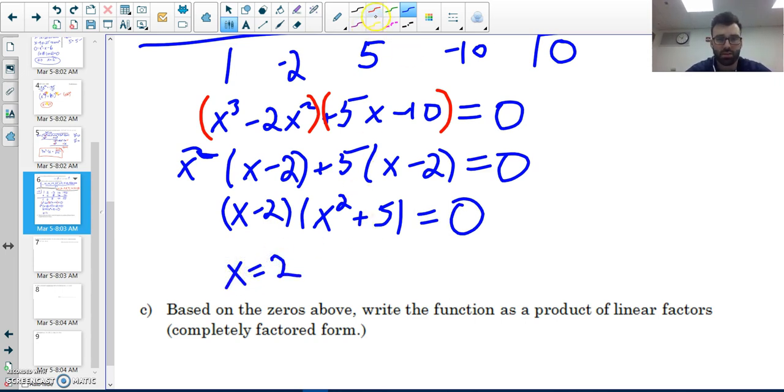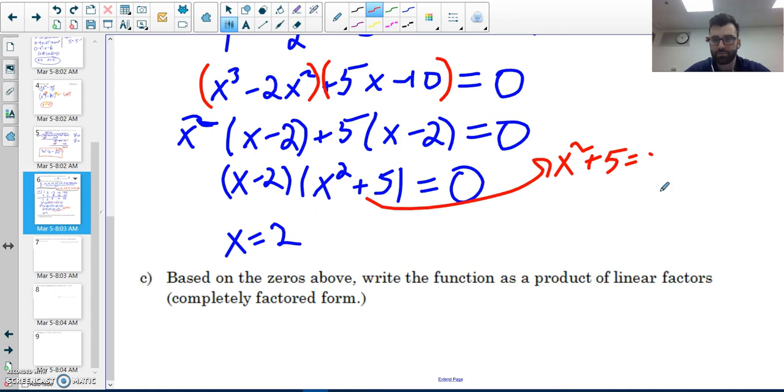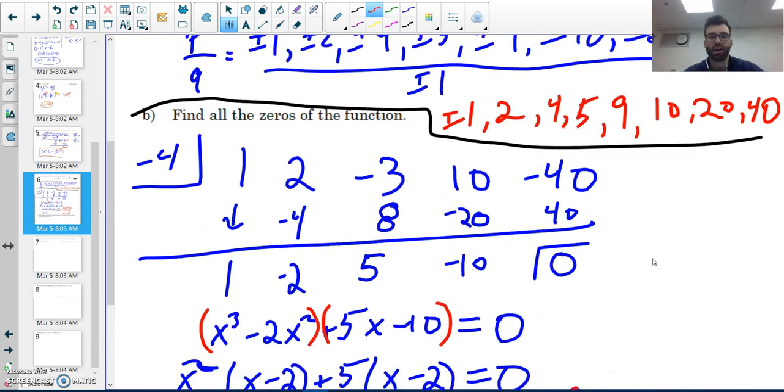I'm going to set this equal to 0 here. X squared plus 5 equals 0. Subtract the 5, x squared equals -5. Square root both sides. X equals plus or minus square root of -5. I need to take the i out. i radical 5.